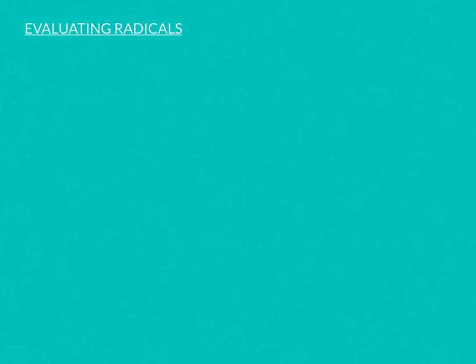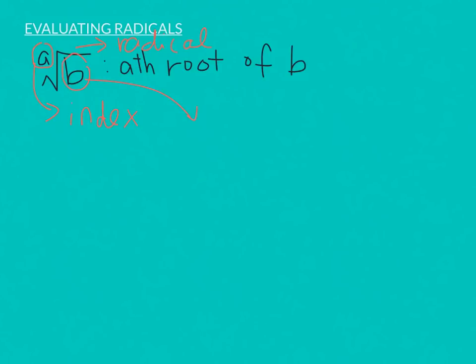Before we get to the main part, let's go over what radicals are. A radical expression looks like this. This is called the A root of B. It is made up of three parts, where A is called the index of the root, and the symbol here is the radical symbol, and B is what we call the radicand.